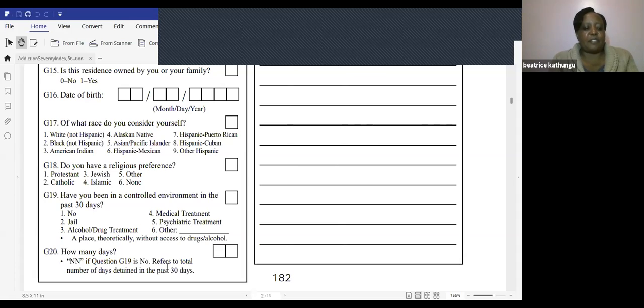Now, then we have G20, and G20 is asking how many days. If George had said yes, for example, if he had said he was in medical treatment for 1 week, we would have asked him how many days. If he had been put in remand, like after he went to the police, he was actually taken to remand, but later set free, we would have wanted to know how many days he was in remand. So the intention of this question is to know whether during the last 30 days, there was any one time George was in circumstances where he could not access drugs or alcohol.